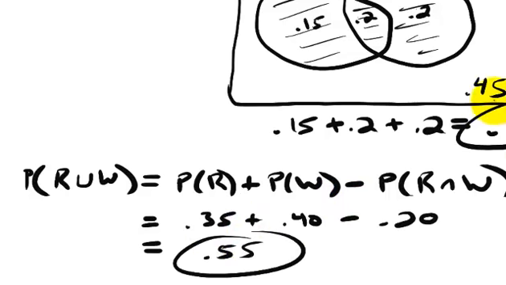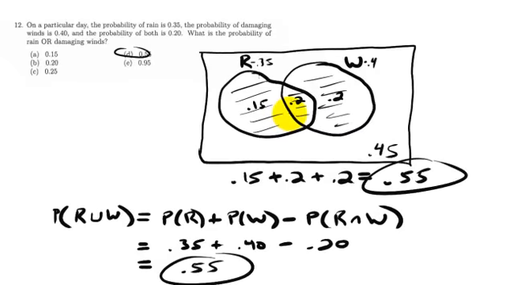Not sure which one they showed you. If you were in my class, I probably did the Venn diagram since we had an entire section devoted to Venn diagrams. But this is also a way of doing it. So again, the answer to number 12 is D, 0.55.